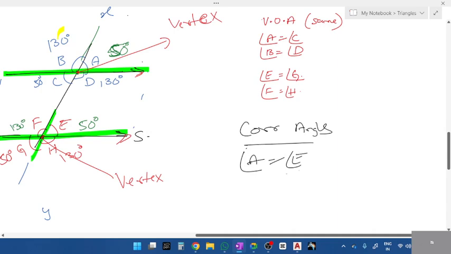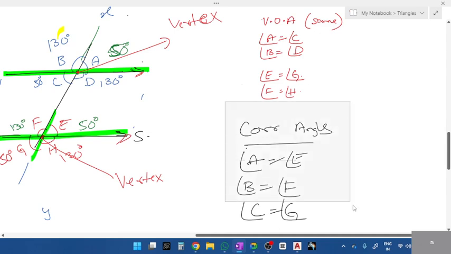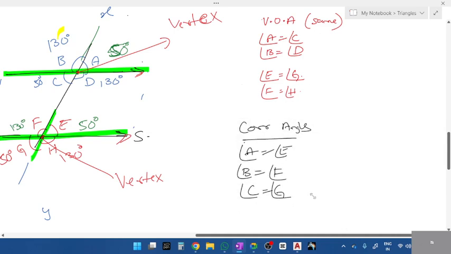Angle E. Correct. Next, angle B is equal to, angle C is equal to. Yes, you can write G, DH or HD, both are same. Angle D is equal to H, or H is equal to D. These are corresponding angles. Interior alternate angles. What are interior alternate?